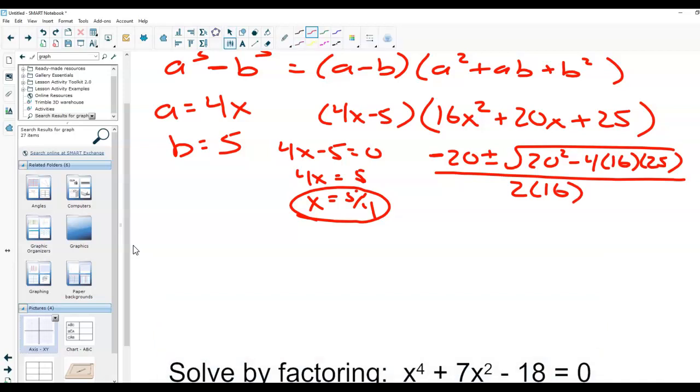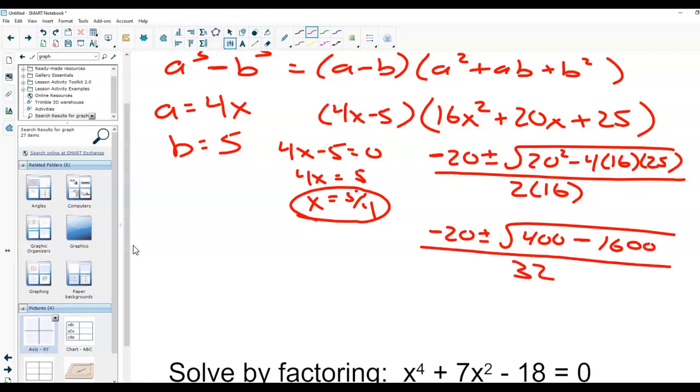Now, since most classes are going to let you use a calculator, how big the numbers are in a lot of ways is going to be irrelevant. Okay? So in this case here, we'll use our calculator. We have negative 20 plus or minus the square root of 20 squared, which is 400, minus 4 times 16 times 25, which is minus 1600, all over 32. So we get negative 20 plus or minus the square root of negative 1200. Now, yeah, you got to simplify that.